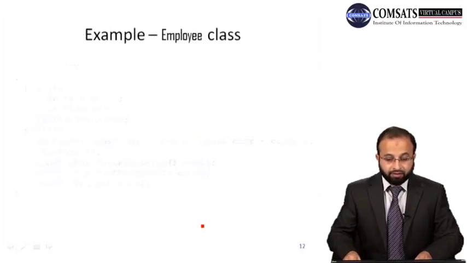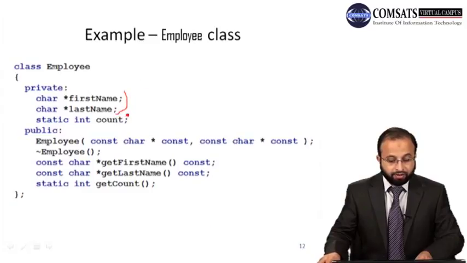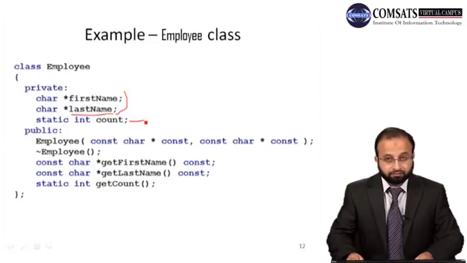Let's see another example, the employee example. In this example we have two normal private data members: a pointer to a character, whose name is firstName, and another pointer to a character, whose name is lastName. Then the third data member is the static data member, whose type is int and the name is count, right?